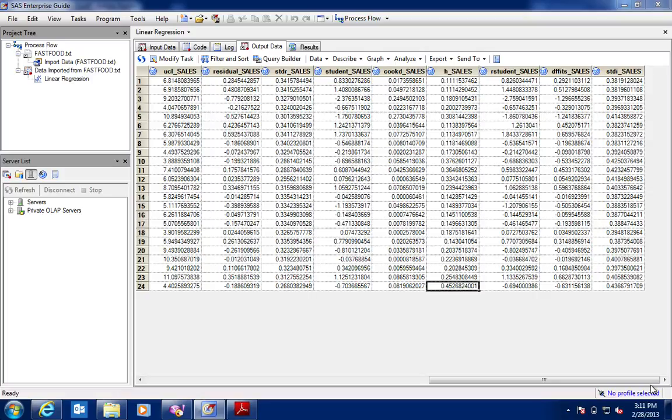So if the absolute value of t star, the absolute value of t I star, is bigger than 2.11, then that ith observation is significantly influential on what? On the fitted model. So that is influential on the fitted model, okay, and that is significant.